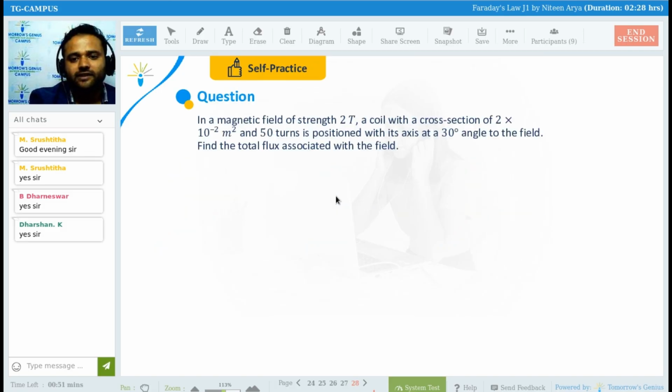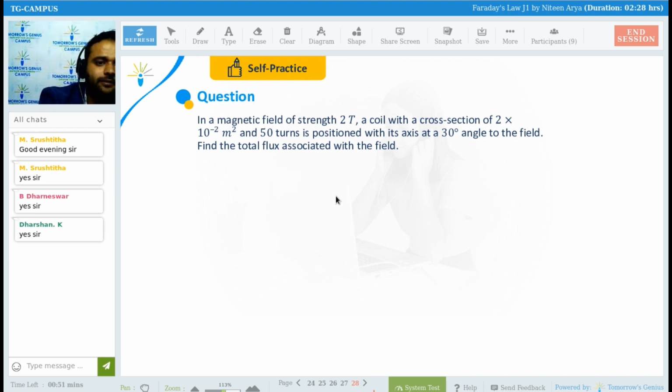Do this. In a magnetic field of strength this much, a coil with a cross section of this much and 50 turns is positioned with axis this much, find the flux. That is very easy. Everything is given. And obviously flux is going to be multiplied with the N, which is the number of turns. Clear? Do this. Everything is given and tell me how much flux you get. Then we're going to discuss Faraday's law of electromagnetic induction, and that is very simple, d phi by dt, nothing more than that. And then you are free for today. Applications and few questions, nothing more than that. Do this quickly.